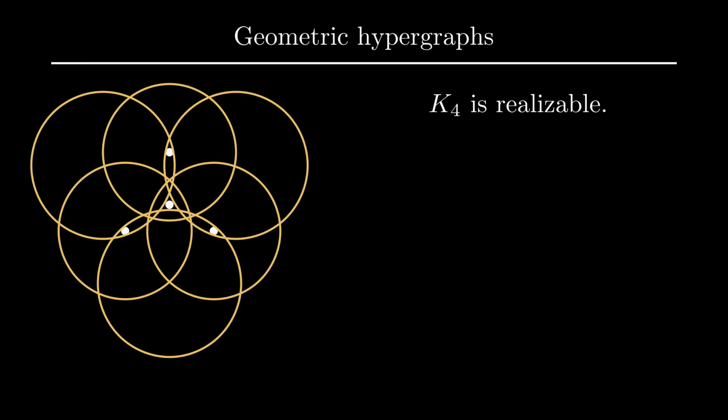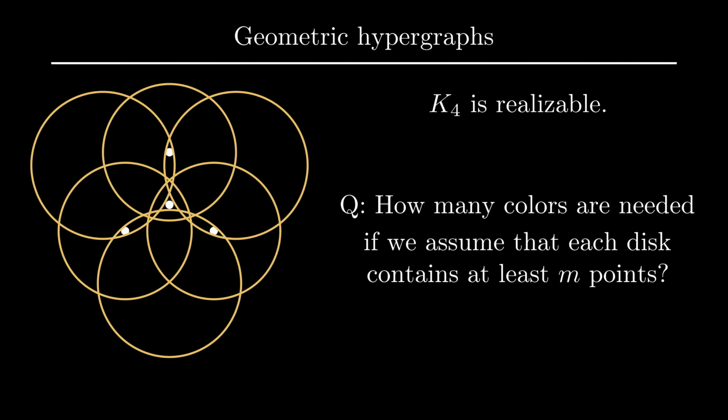To exclude these trivial examples, we are considering the following variant of this problem. Let's assume that every disk contains at least m points. How many colors do we need then? Clearly, this is an easier question. If we have more points in the disks, it's easier to color them.